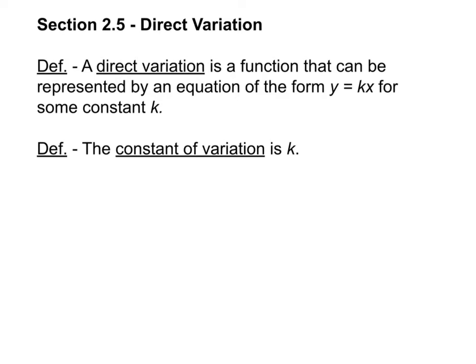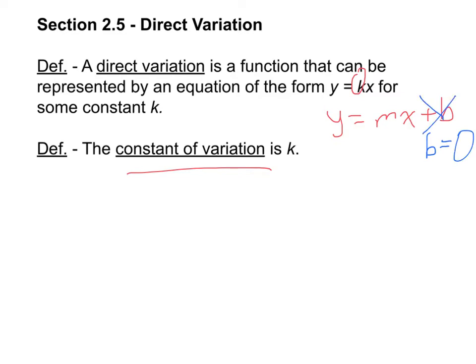So let's get started. A direct variation is a function that can be represented by an equation of the form y equals kx for some constant k. Now they chose k, but it didn't have to be k. K is called the constant of variation. If you'll notice, this equation looks eerily similar to the slope-intercept form equation y equals mx plus b. However, there is no b written. Or in other words, b will have a value of 0 in the direct variation equation.